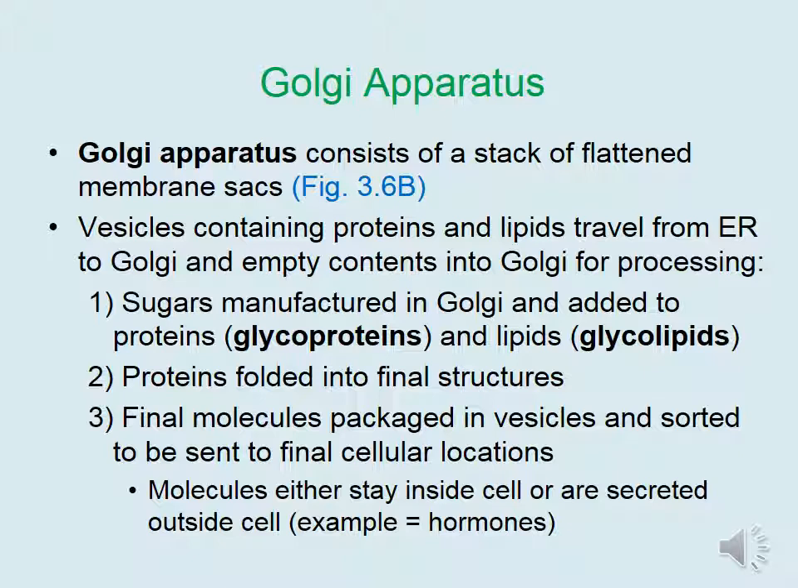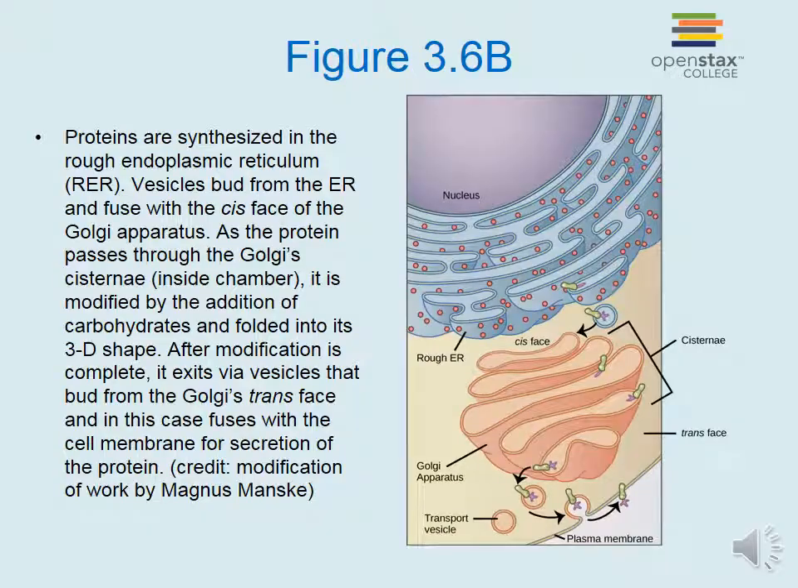Proteins also get folded into their final three-dimensional shape in the Golgi. The final molecules get packaged in new vesicles and are sorted to be sent to their final cellular destinations. The molecules can either stay within the cell or they get secreted outside the cell. An example of a protein that would get secreted outside of cells would be hormones.